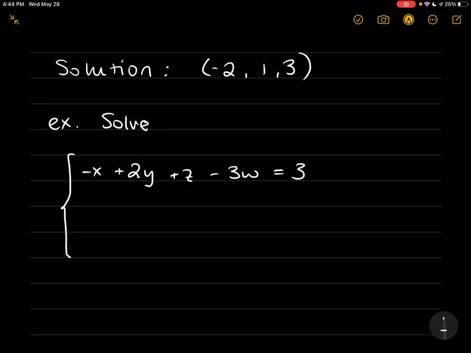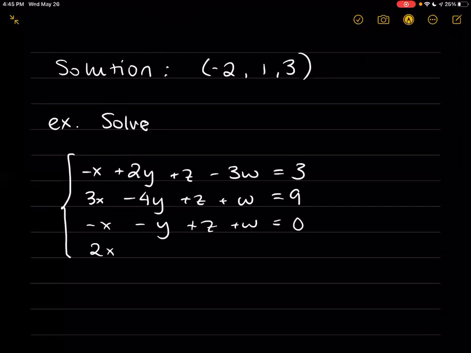So we've got 4 variables here. The fourth one is that w. And then maybe we also have something like 3x minus 4y plus z plus w equals 9. And then maybe like a -x minus y plus z plus w equals 0. And then we got like a 2x plus y plus 4z minus 2w equals 3. Okay, so this is pretty gnarly, but let's go ahead and use a matrix that'll be a lot cleaner.